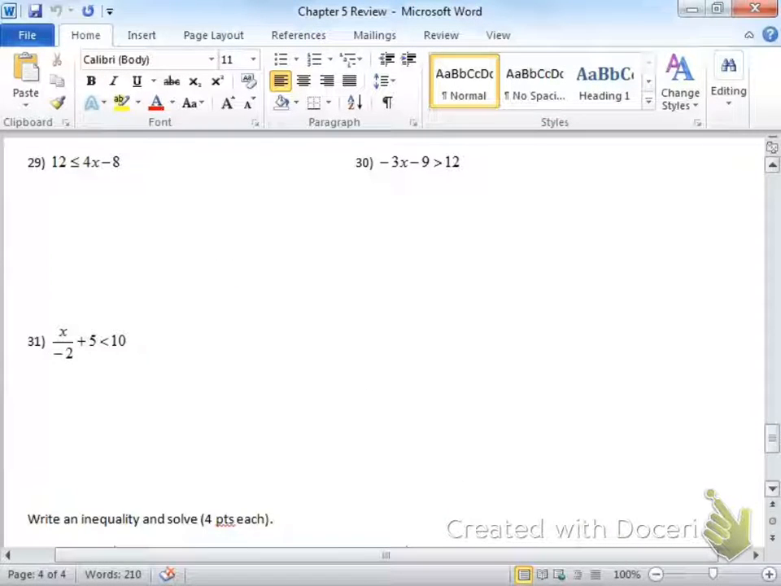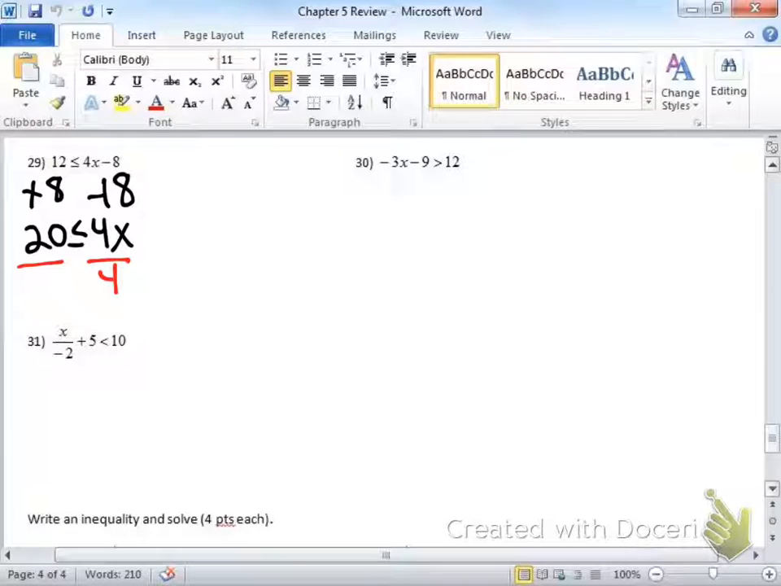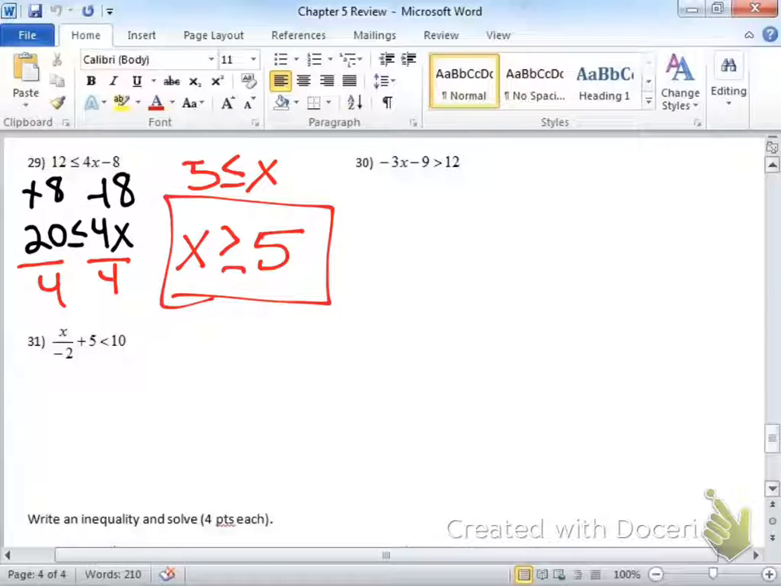Alright, let's finish up the two-stepper section. Number 29, I want to add 8. Add 8. I have 20 is less than or equal to 4x. And then I'm going to divide both sides by that 4. That's going to give me that 5 is less than or equal to x, but I want the x in the front. The 5 in the back. X was the bigger one. It's still the bigger one, so make sure your inequality symbol is still opening up towards the x.